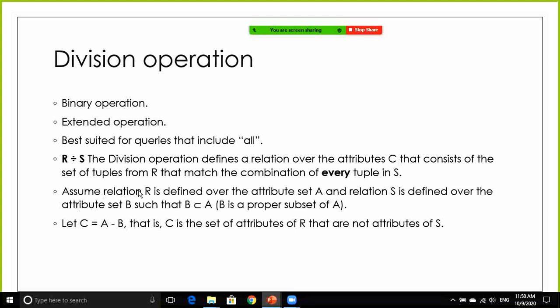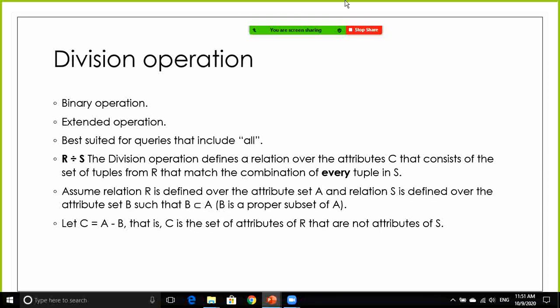So assume relation R is defined over the attribute set A and relation S is defined over the attribute set B such that B is a proper subset of A. B is a proper subset of A means that all the values of B are present in A, but there is at least one value of A which is not present in B. So if we consider that A is an attribute set of first relation which is R and B is an attribute set of second relation S, then B must be a proper subset of A.